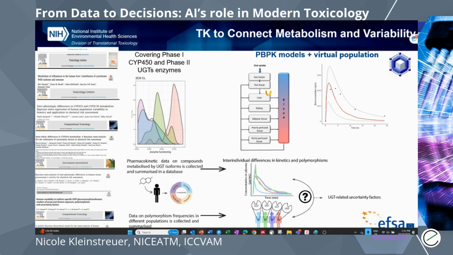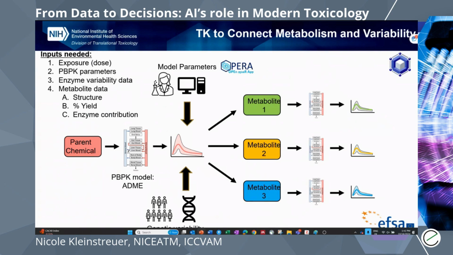So EFSA has done a ton of work on this, and so now we're incorporating the genetic variability and these SNPs that they've observed in enzymes across the population by allowing that to influence the coefficient of variation in the intrinsic clearance parameters in our PBPK modeling workflows. So you can envision that you start with a parent chemical, you use metabolism prediction software to predict both the metabolites of that compound and the enzymes that are responsible for metabolism. You incorporate the variability in that enzyme expression and contribution to the concentrations of the metabolites.